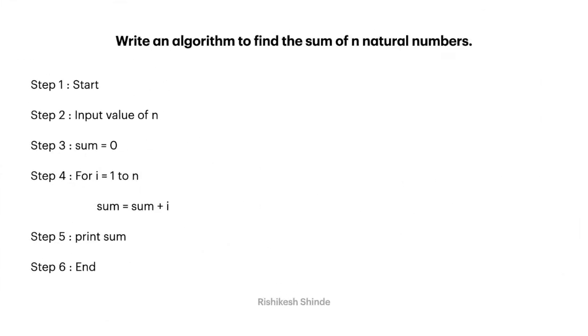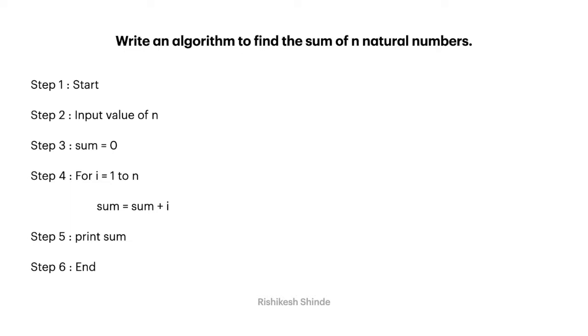Let us see another example. The question is write an algorithm to find the sum of n natural numbers. So we have to find the sum of first n natural numbers here. So in this algorithm the first step would be start. In every algorithm we have seen that the first step is start. Second step would be like input value of n. So we have to input the value of n from the user. In third step we will initialize the value of sum equal to 0.